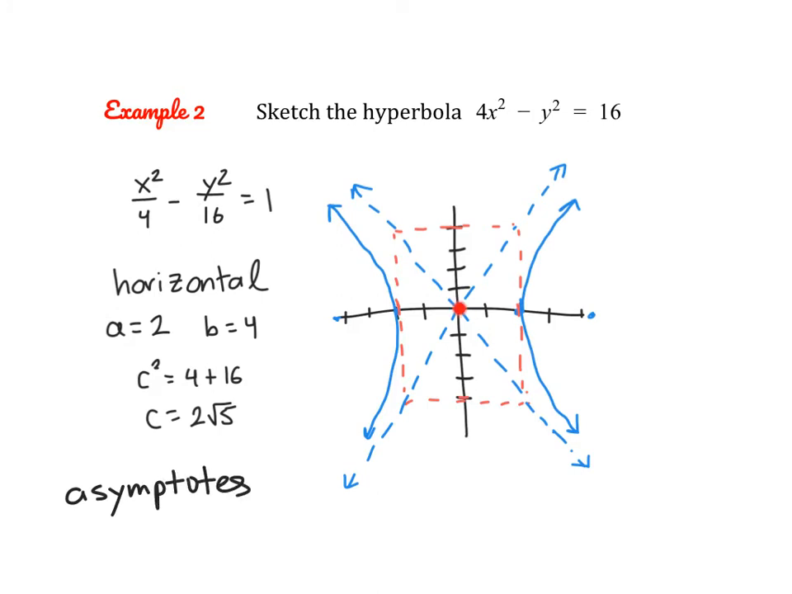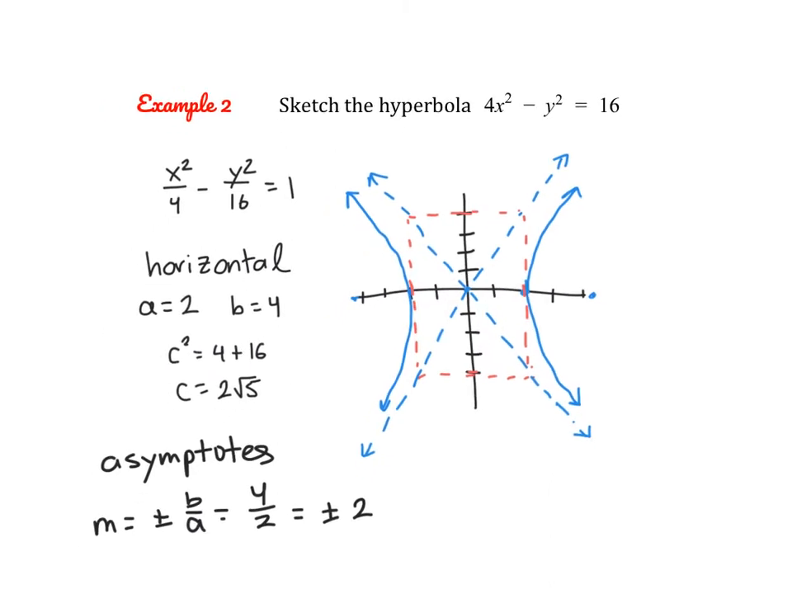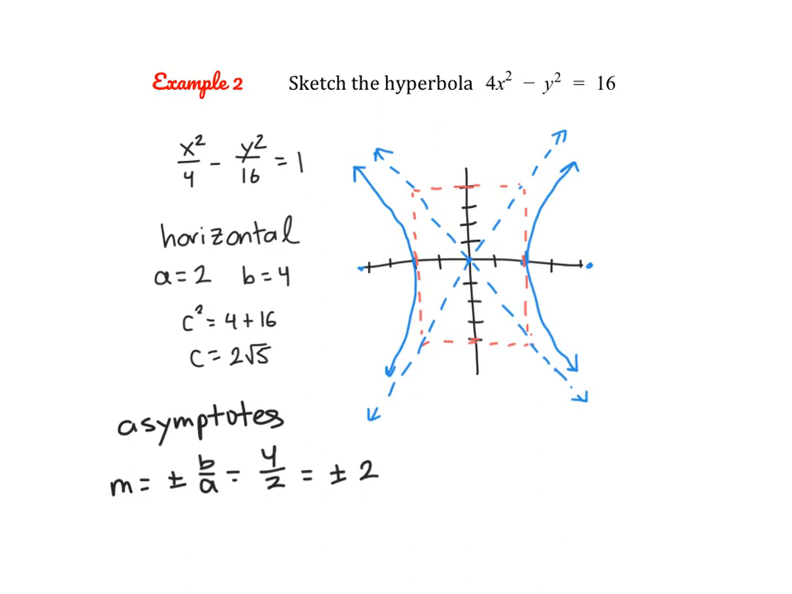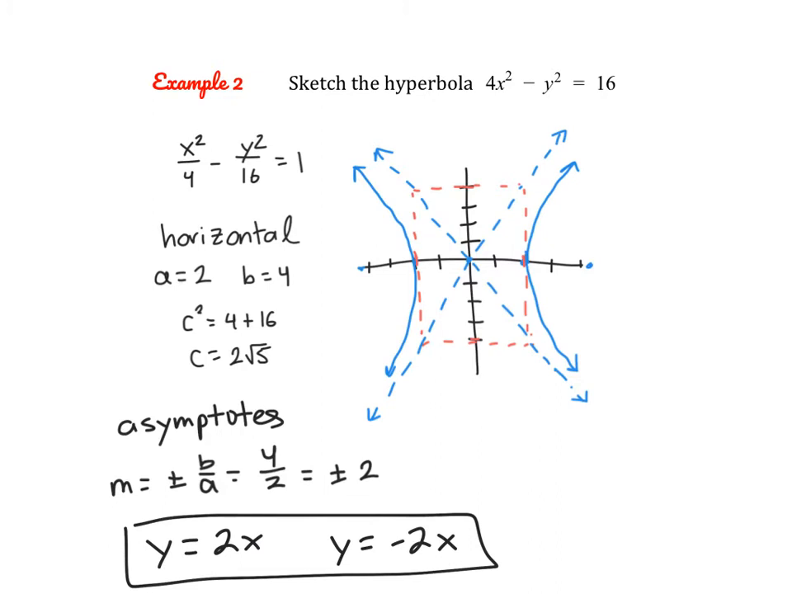If I look at what the slope would be, I can see that the slope is going to be rise over run, which in this case is going to be b over a. The rise over run in this case is 4 over 2. So our slope is going to be plus or minus 2. I see that both of them go through the center, which is actually also the y-intercept. I can see that our y-intercept is at 0, 0. So our equations are quite simple to make. It's just y equals 2x and y equals negative 2x. Those are the equations of our asymptotes.